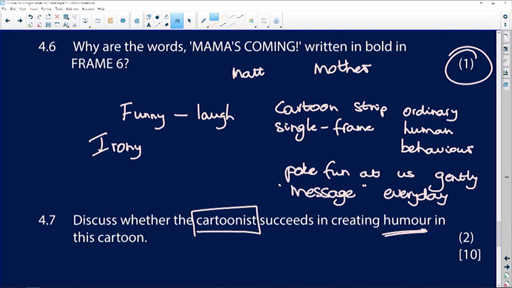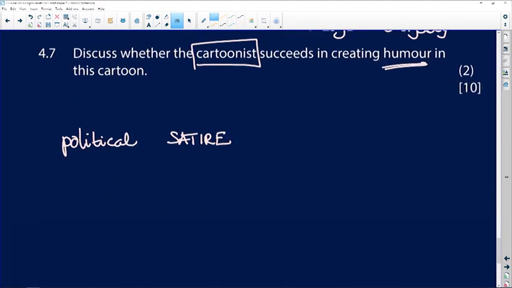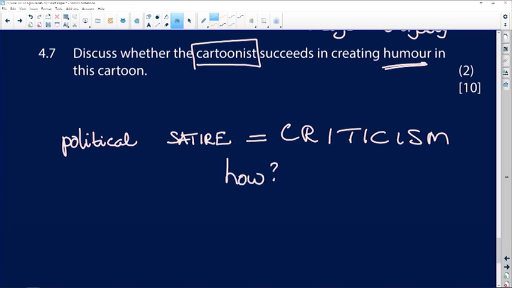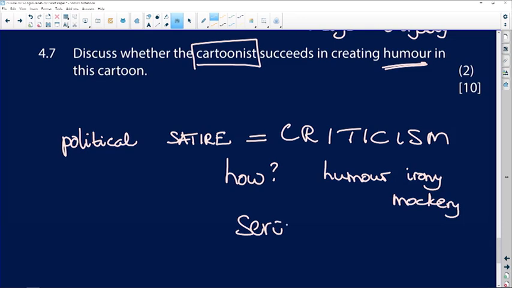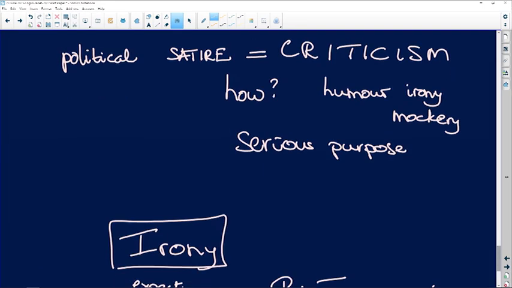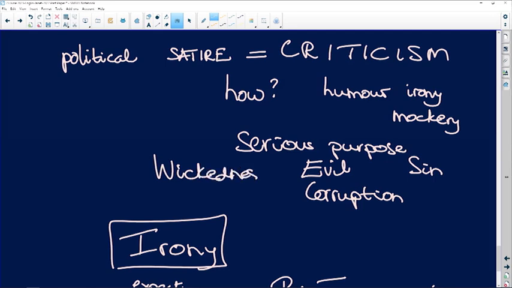So, as opposed to satire, now satire is criticism. So that's the first thing, please. Satire is not humor. It is criticism. How does it make that criticism? It uses humor, like irony or sarcasm or mockery or whatever it is. But it's got a very serious purpose, and it wants to point out not just silly human behavior. Its serious purpose is to point out things like evil, corruption in the corridors of power, in the politicians, sin, wickedness. Irony can be gentle, irony can be harsh, but satire is criticism.